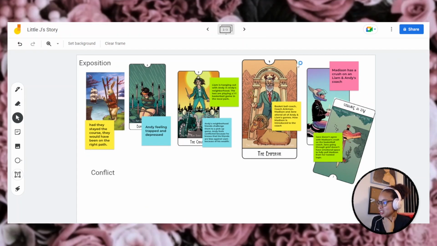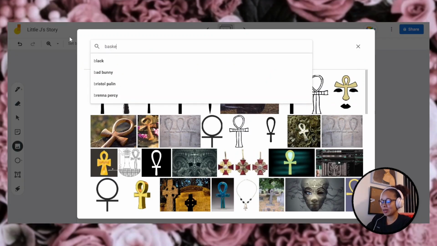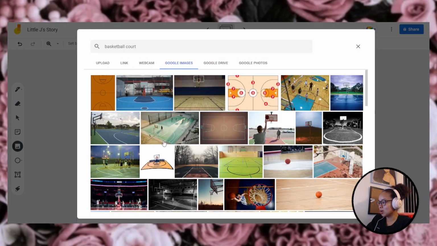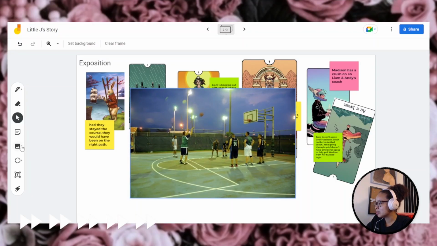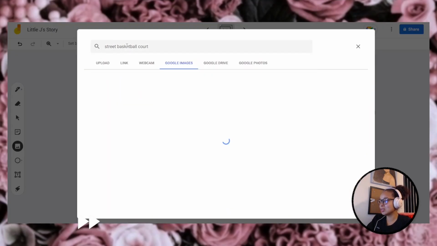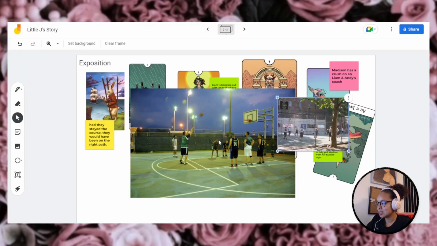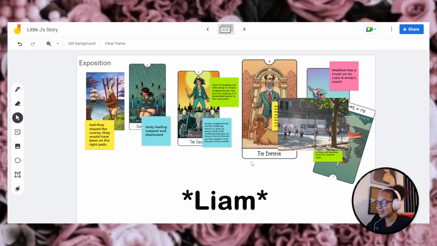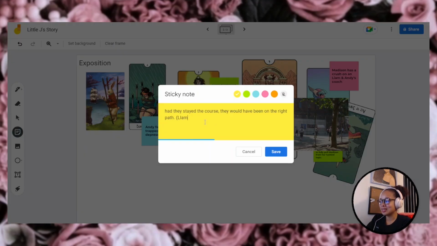So I guess if we just do the exposition, because I think this is getting a little long. Yeah, so let's just stick with the exposition and let's just add to this. Okay, so I guess we'll have to do the conflict in another video. I just want to add a little bit more pictures to kind of get the general idea. Basketball game. Oh, street ball, perfect. Can we get street ball? This one is a little better. I kind of want that Andy might possibly break his foot or his leg. Not Andy, Liam.